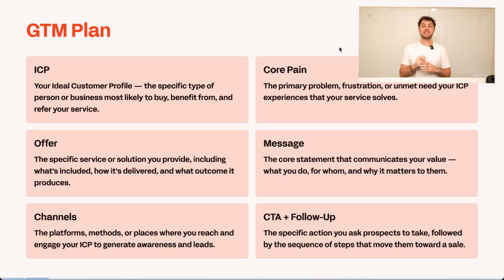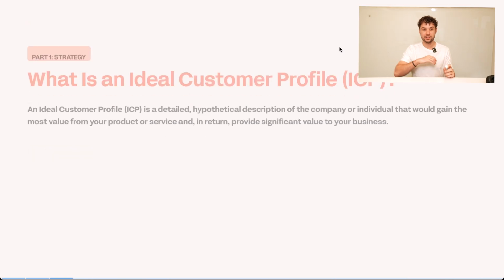So today I'm going to walk you through that process step by step so you know exactly how to get customers for your business. A go-to-market plan has 6 core principles: first, your ICP, your core pain, the offer, your messaging, the channels, and your call to action. We're going to go through those right now, so make sure you have a piece of paper out, and as I go through these, start thinking about how you can apply it to your business.